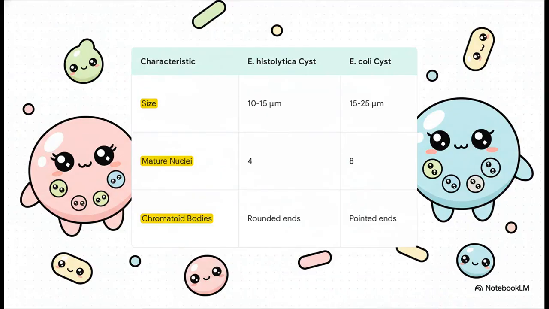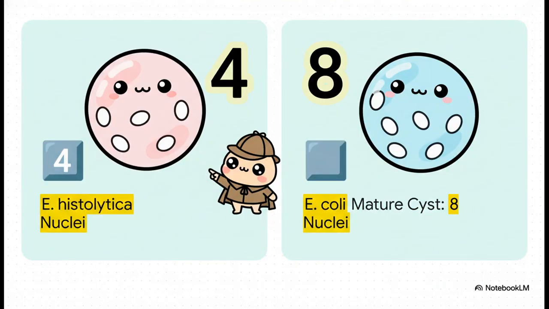Now, what about the dormant cyst stage? The clues here are a little more subtle. I mean, sure, size is one difference, but the real key to cracking this part of the case comes down to a really simple counting game. And there it is. Look at that. The pathogenic E. histolytica has exactly 4 nuclei in its mature cyst. The harmless E. coli? It's got 8. It's such a simple difference, right? But for making a diagnosis, it is an absolute game changer.